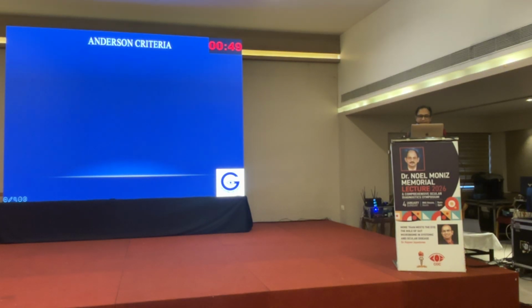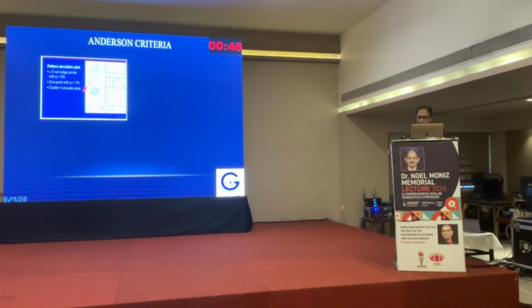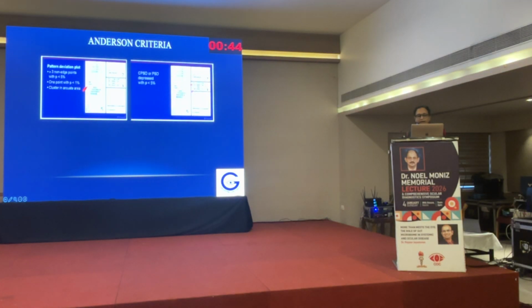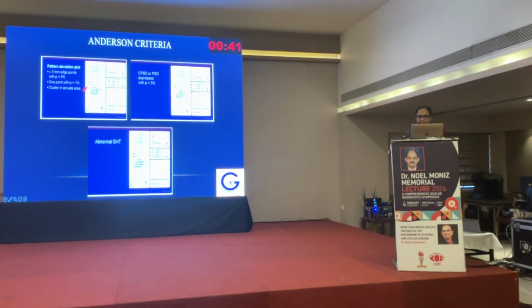So Anderson criteria is the minimum for diagnosis of glaucoma. You should have at least one of the 3 following criteria in 2 consecutive tests. The first one is, in the pattern deviation plot, presence of 3 or more non-edge points with a p-value less than 5%, and 1 point should have a p-value less than 1%, and it should be in an area where the glaucomatous damage is more. CPSD or PSD depressed with a p-value less than 5%, and abnormal hemifield test, in all these in 2 consecutive tests.